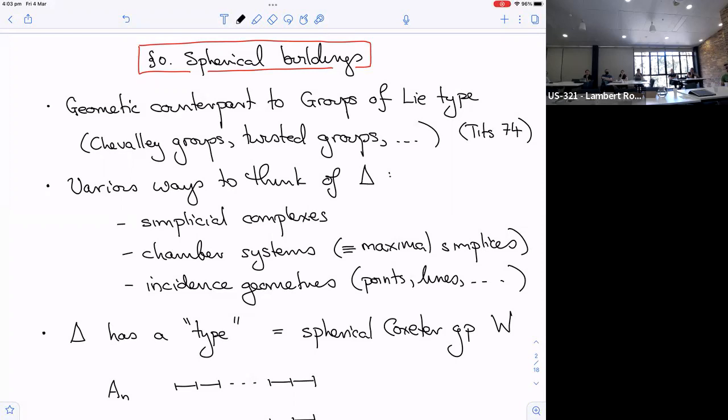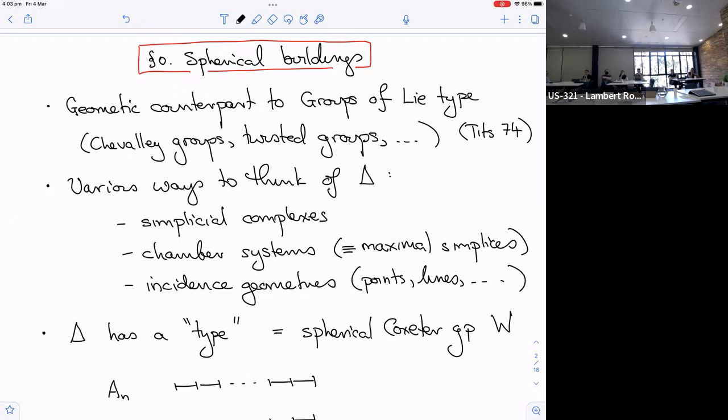There's lots of ways of thinking of delta. Delta can be a spherical building. That's a simplicial complex. That's maybe the most simple way of thinking of it, I think, or the most unifying way that all of them can be thought of. Also chamber systems, that's a very related concept. The chambers, just to get the language in play: a chamber of a simplicial complex is by definition just the maximal simplex, the biggest simplices there are.